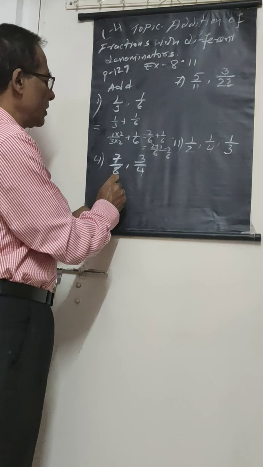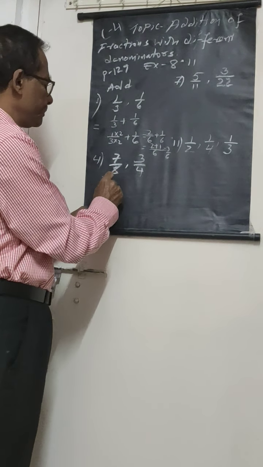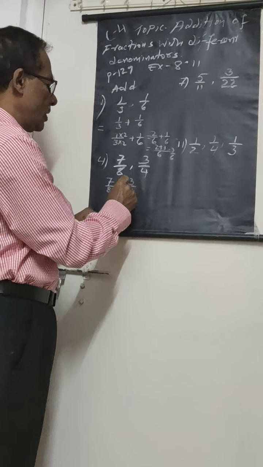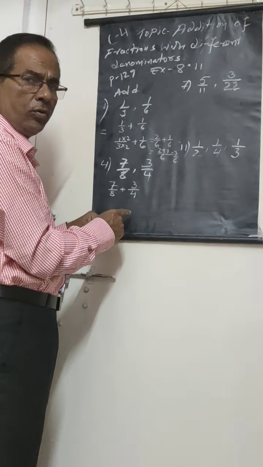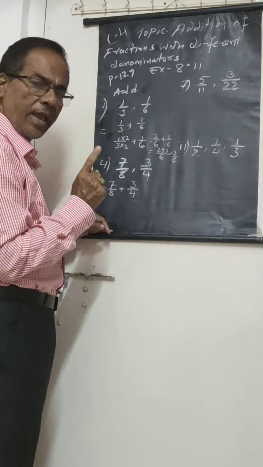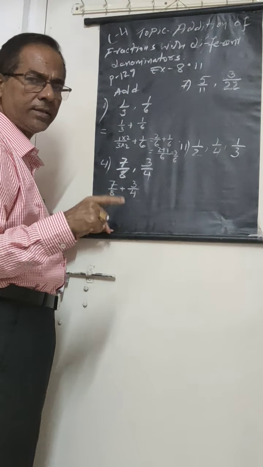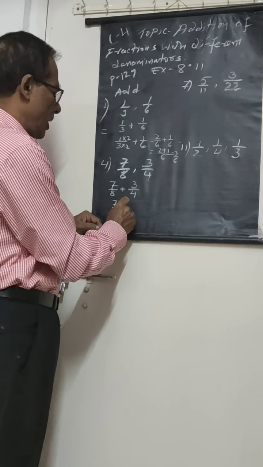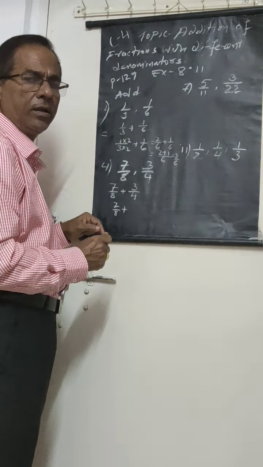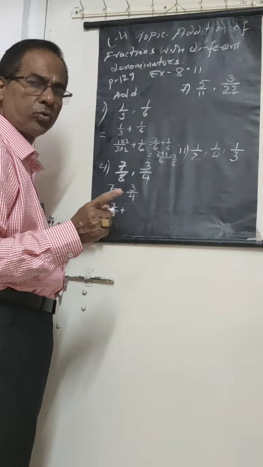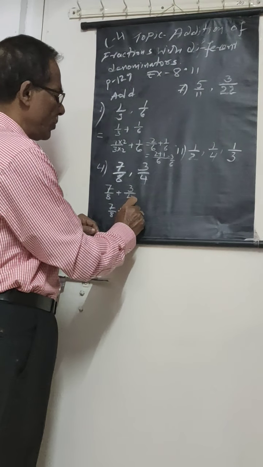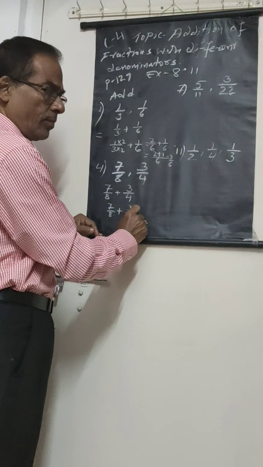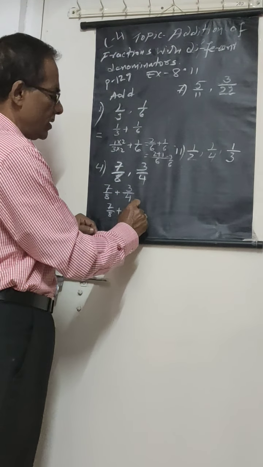So now the fourth one, same only. 7 by 8 plus 3 by 4. But now you have to think how can you convert 4 to 8? So 7 by 8, yes, by which number will you multiply the 4 to get 8? By which number do you have to multiply the 4 to get 8? What is the number? Yes, 2, 4 to the 8.